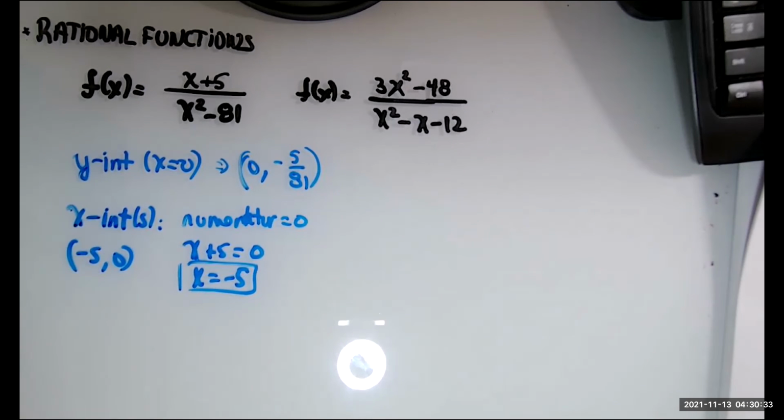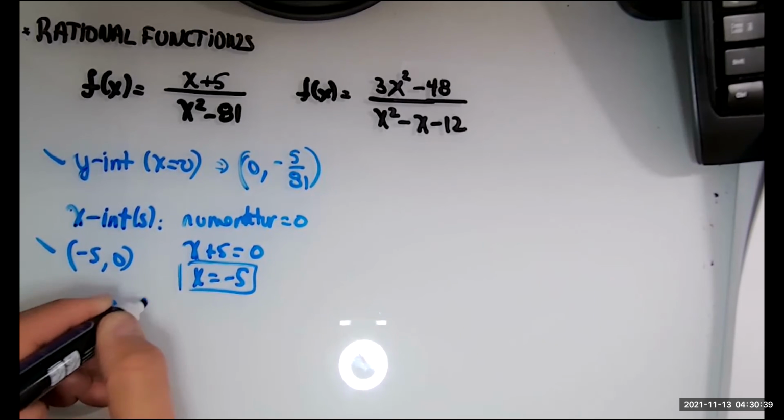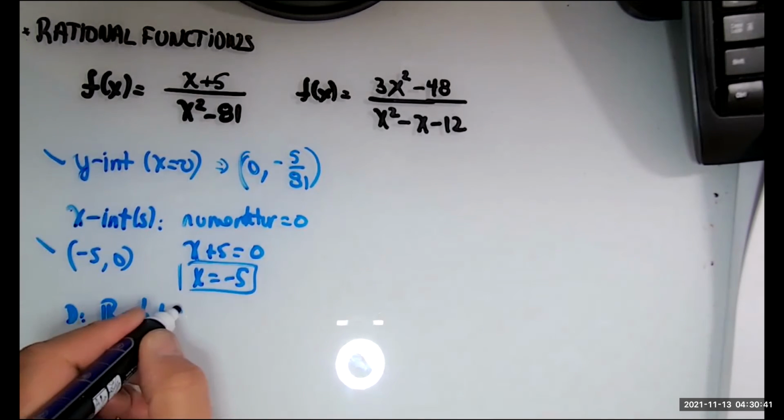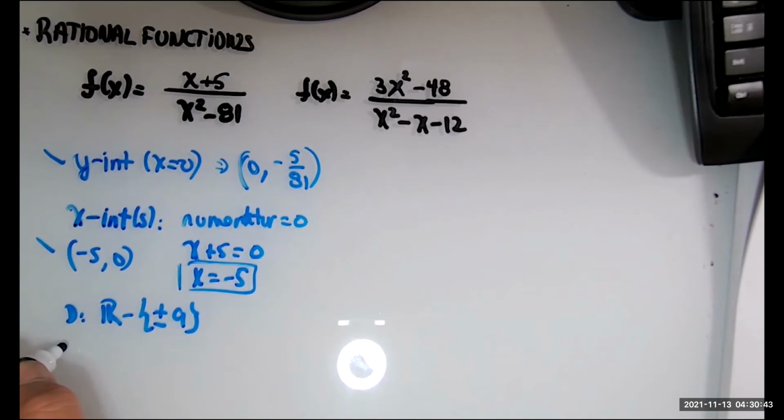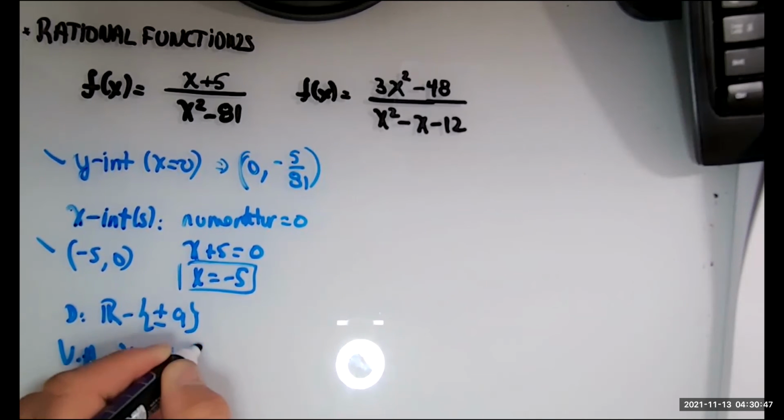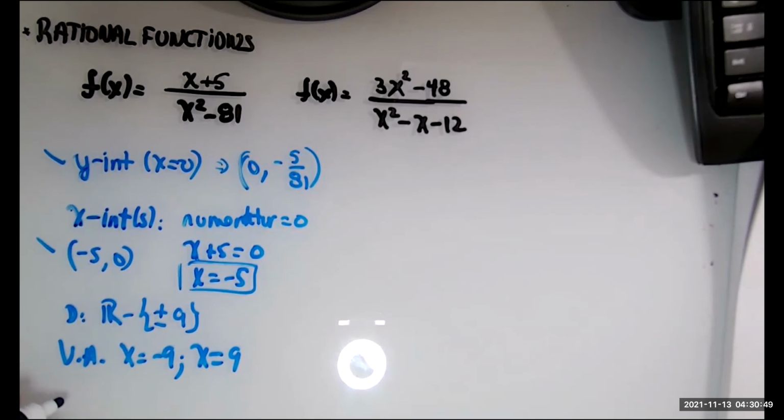-5, 0. I said that the domain was all real numbers except plus or minus 9. VAs: x equals -9, x equals 9, and HA: y equals 0. Okay, nice. Okay, so I added more stuff.